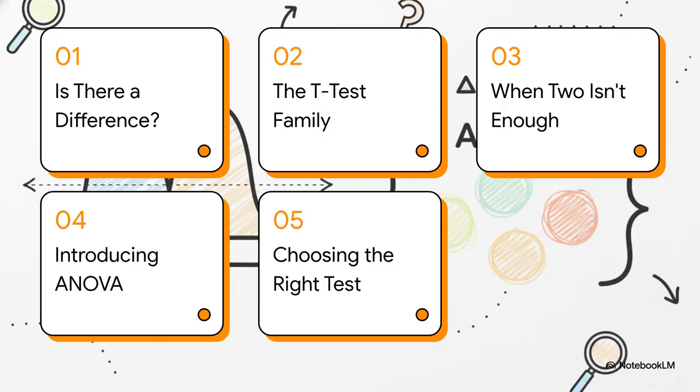All right, here's the game plan. We'll kick things off with the big question: is there a difference? Then we'll get to know the t-test family, which is perfect for comparing two groups. After that, we'll see where that tool kind of hits a wall. And that's when we'll bring in the heavy hitter, ANOVA, for those trickier situations. And to wrap it all up, we'll give you a super simple guide for choosing the right test every time.